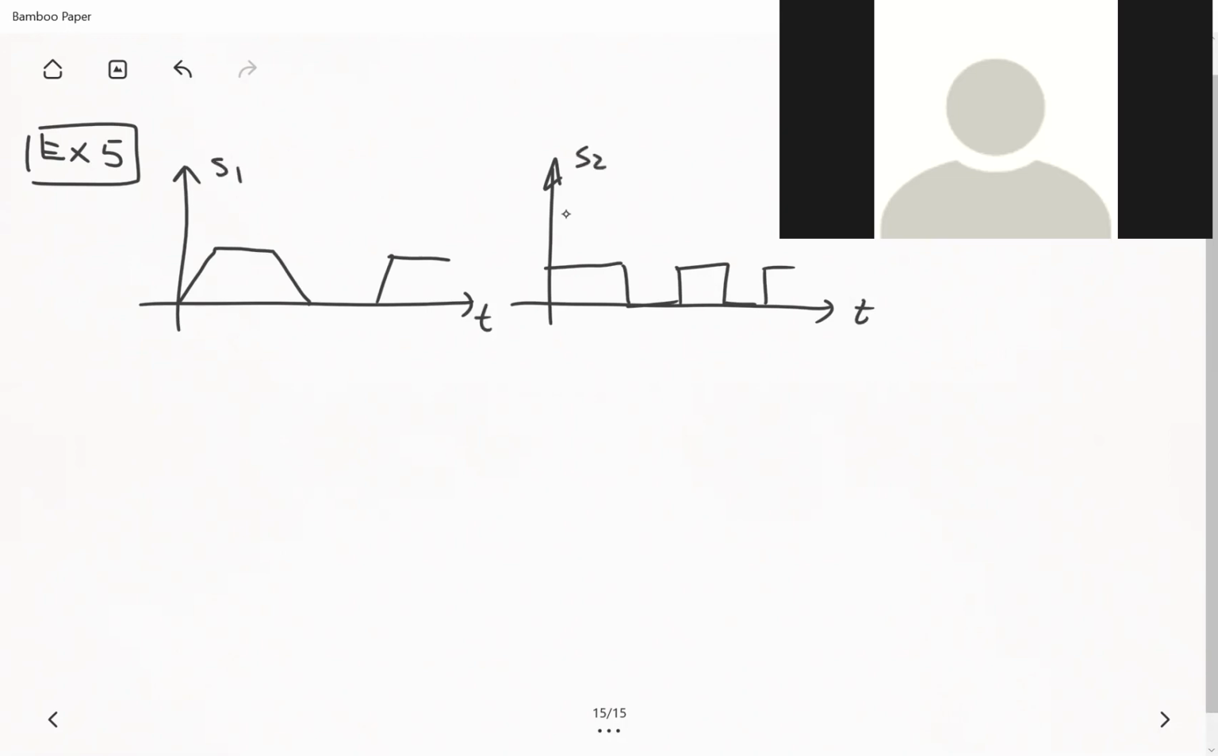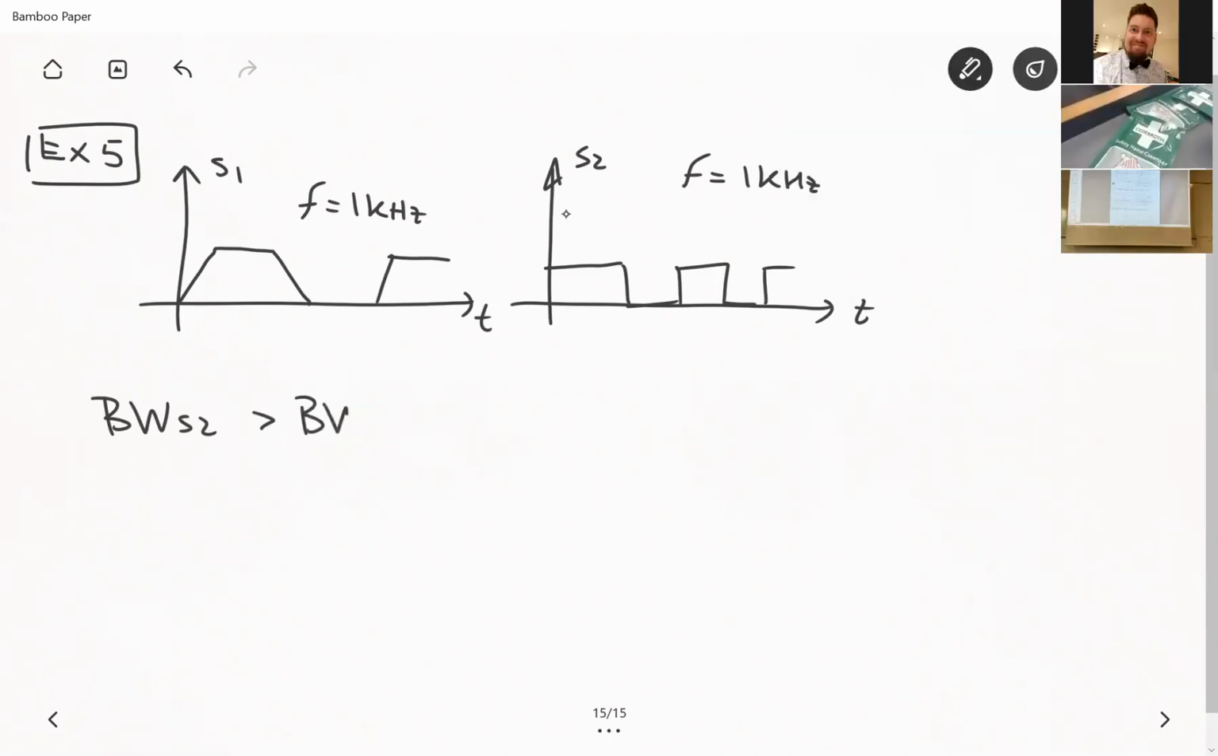Okay, which one of these has larger bandwidth? Again, of course, it is the square wave. The transition is much faster in the square wave. So BWS2 is greater than BWS1. Yes.